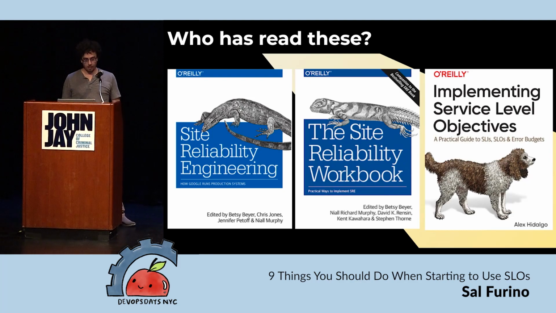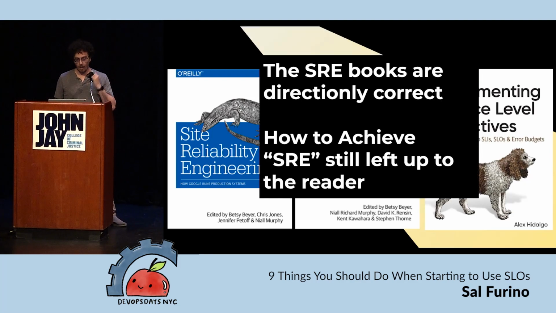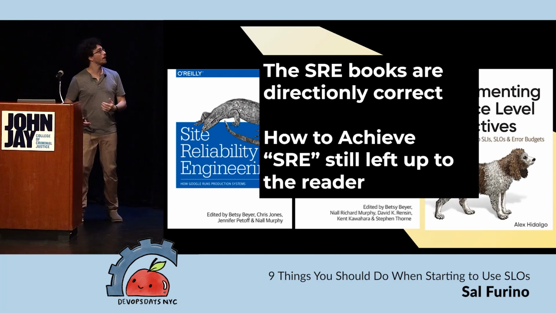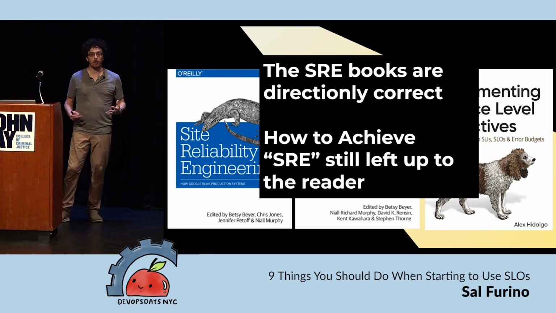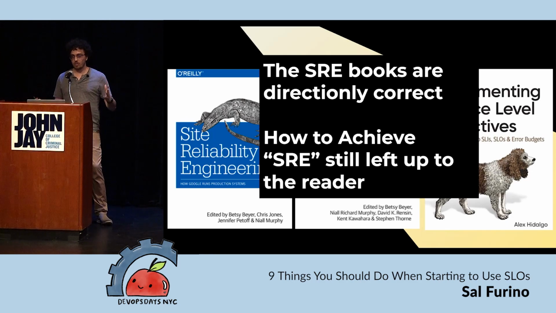So with each of these books, I feel that they are directionally correct, but still how to achieve SRE is an exercise left to the reader. And what I mean by directionally correct is that these were books generally written by Google for Googles, and hey, newsflash, not everybody has Google-sized or shaped problems.